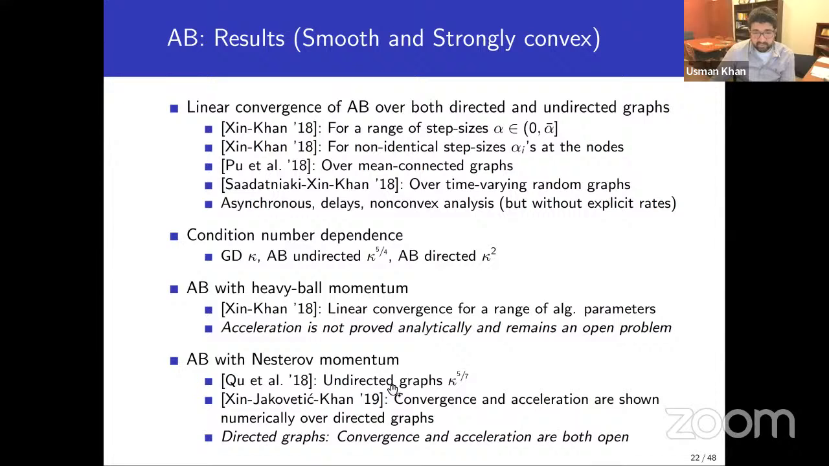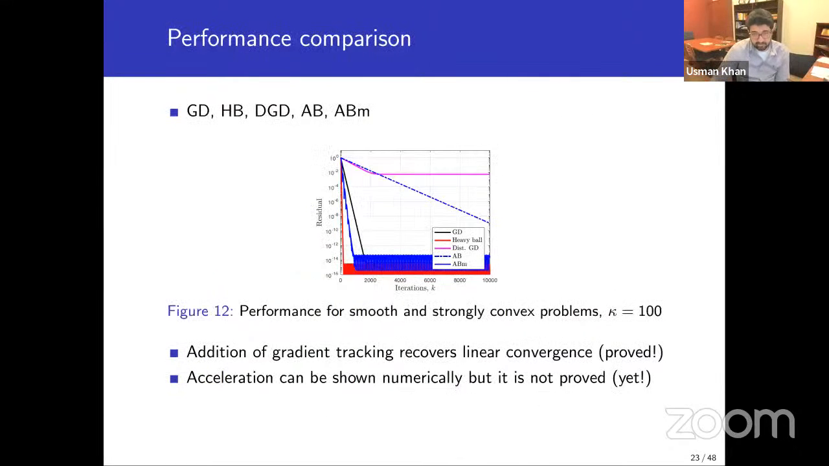For undirected graphs, the condition number dependence has been shown as 5/7 with Nesterov momentum, but for directed graphs, convergence and acceleration are both open. We have shown some results numerically. And this is how all of this looks like in the end.